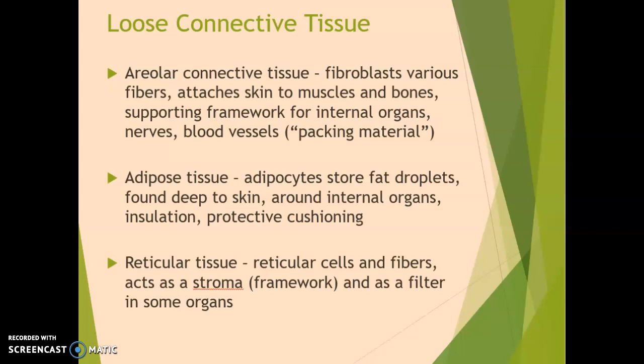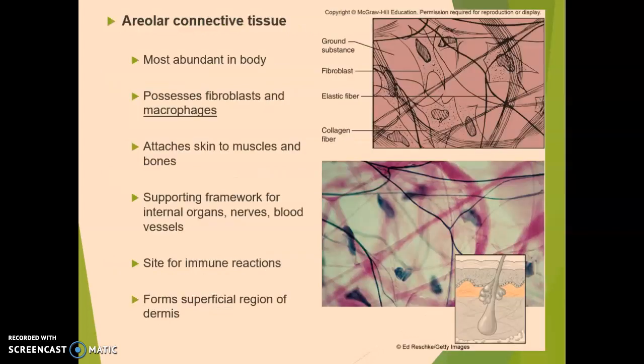connected. We have adipose tissue, which is made up of adipocytes that store fat droplets around the skin. They're found deep to the skin, so below it, and around our internal organs for insulation and protection. Our reticular tissue is reticular cells and fibers, and it acts as a stroma, or a framework, and as a filter in some organs.